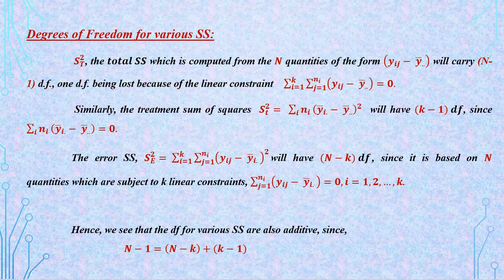Then degrees of freedom for various sum of squares. The S T square, the total sum of squares, is computed from capital N quantities of the form yij minus y double dot bar and will carry capital N minus 1 degrees of freedom.